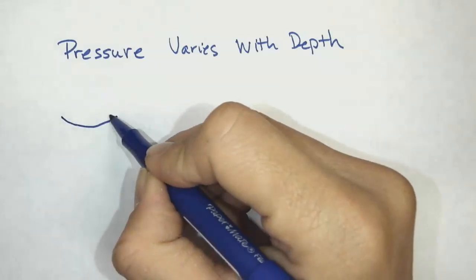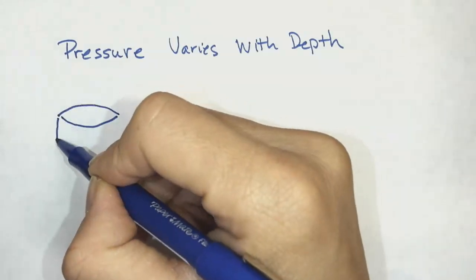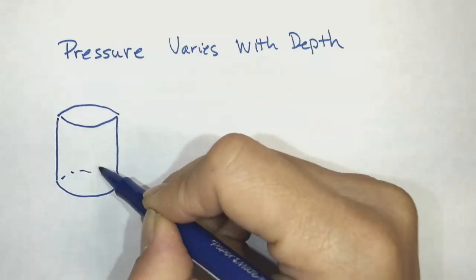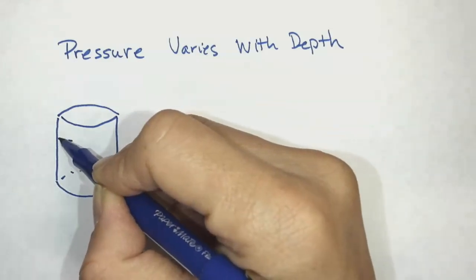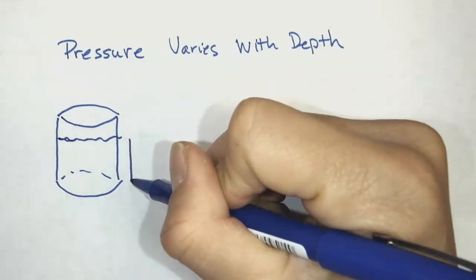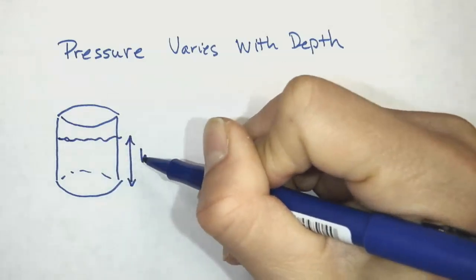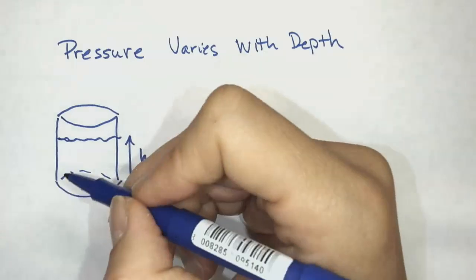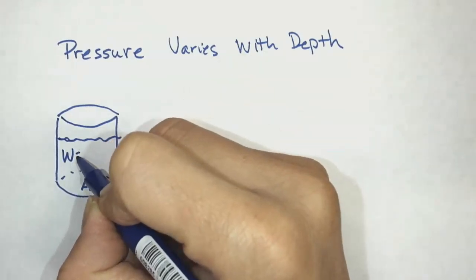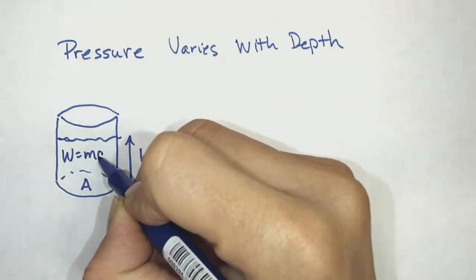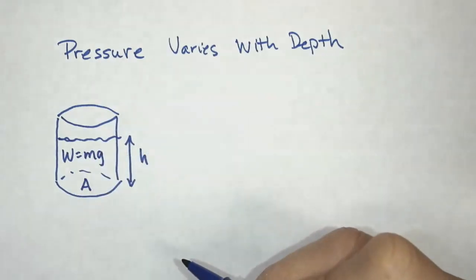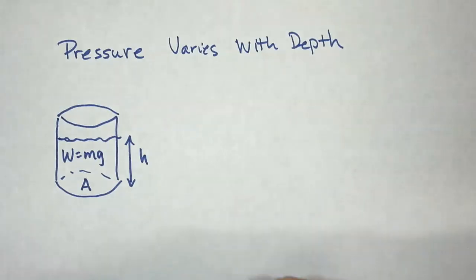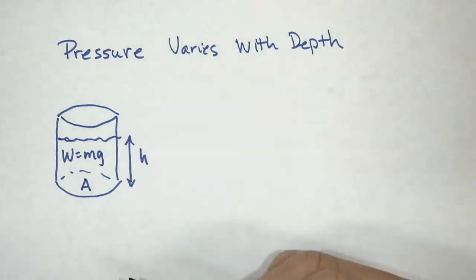So I'm going to start off with this cylinder. And imagine the cylinder is filled with water up to a certain height. Let's say it's filled up to this height right here. So it's got this amount of height of water, and it's got a certain amount of area in the base, and it's got a certain amount of weight to this water, which is weight equal to mg. So I would like to derive an equation that relates the pressure and the height of this water.